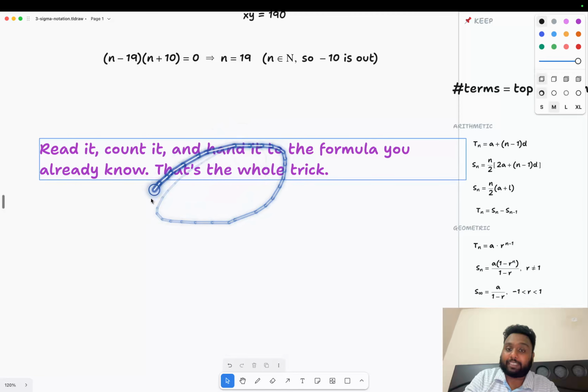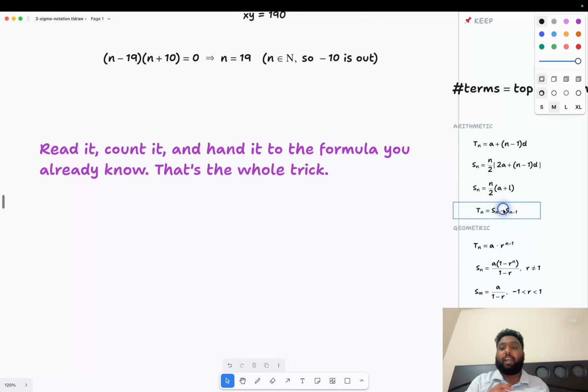Okay, so the biggest trick is you need to find out the values of a and d and interpret the sigma notation in a proper way. Okay, that's it.